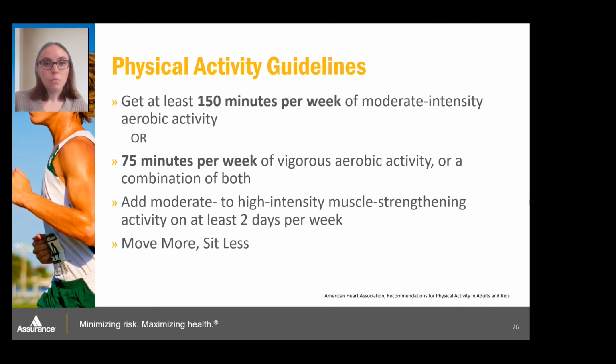Okay, so moving away from nutrition and on to physical activity. According to the American Heart Association, we want to get at least 150 minutes of moderate intensity aerobic activity per week. So this could be going for a walk, going for a slow jog, even dancing, doing some chores around the house, going for a slow bike ride. That would all be considered moderate intensity. Or we can get 75 minutes of vigorous aerobic activity a week, or do a combination of both.